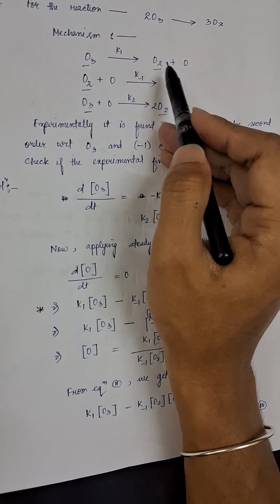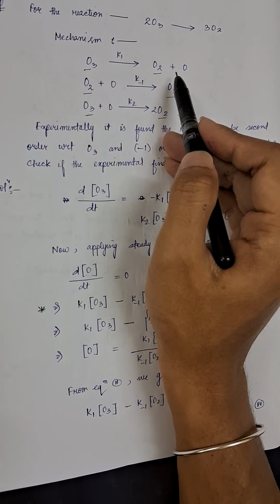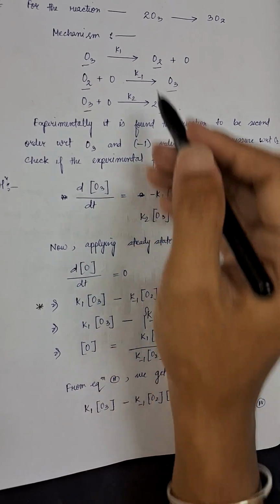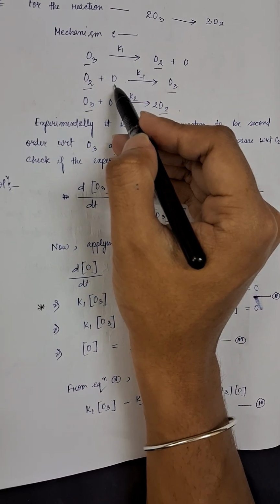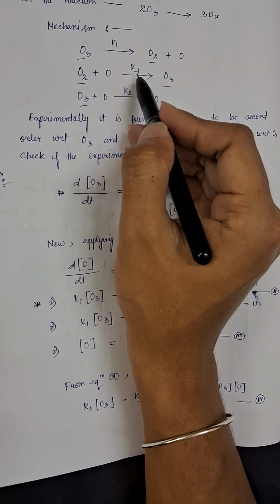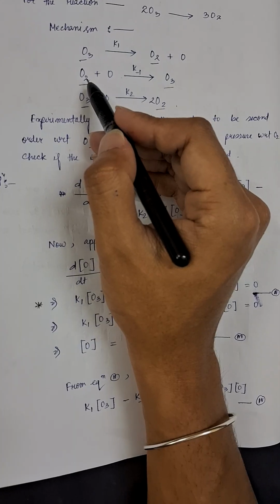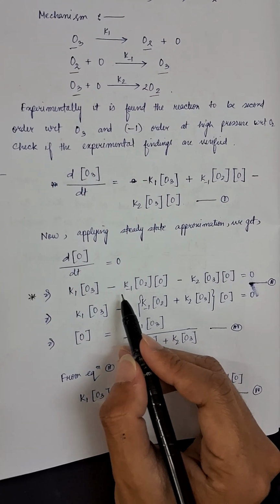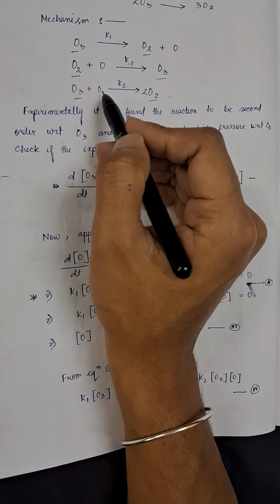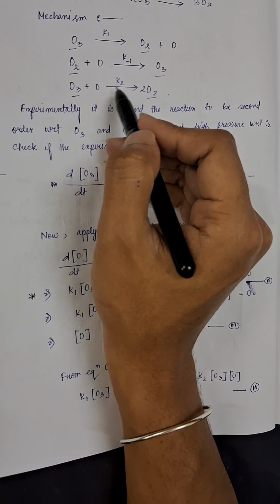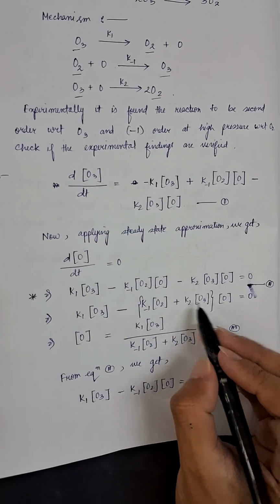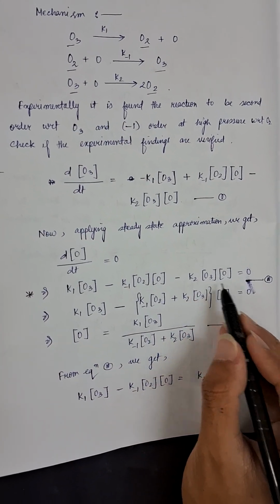In order to write the rate equation for this process, it will be K1 into O3 here. But in this case O is consumed, so it will be negative of K minus 1 of O2 and O. In this case also O is consumed, so it will be K2 into O3 into O with a negative sign, negative of K2 into O3 into O.